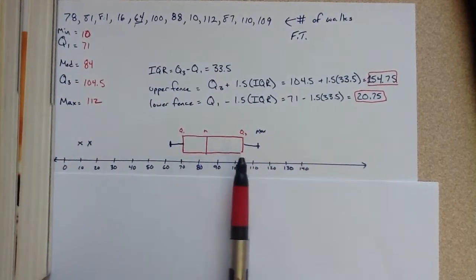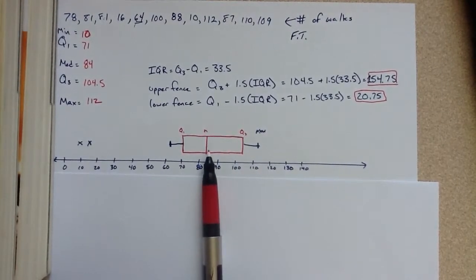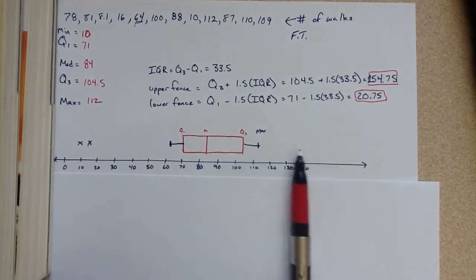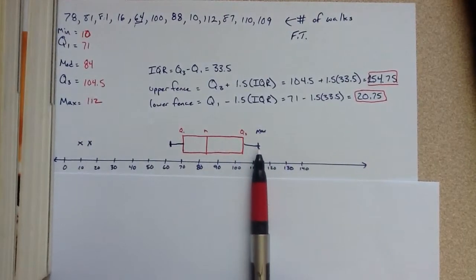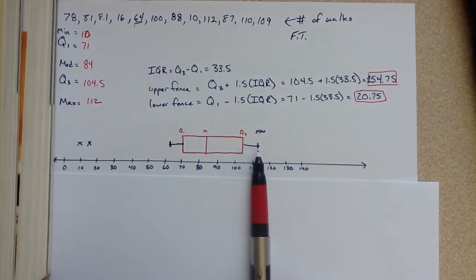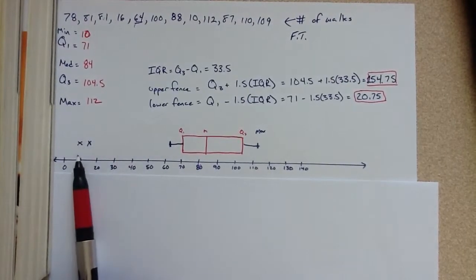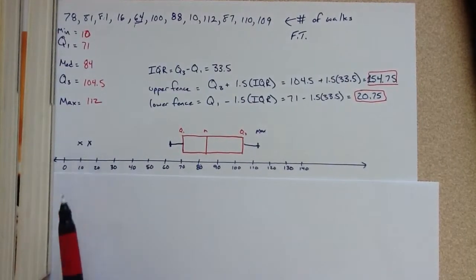Q1 is the start of the box, Q3 is the end of the box, we mark the median. We had no high outliers, so we just marked the whisker from Q3 up to the maximum value. Marked an outlier for 10 and an outlier for 16.